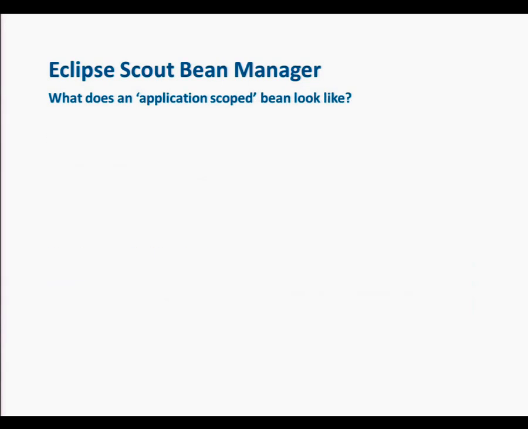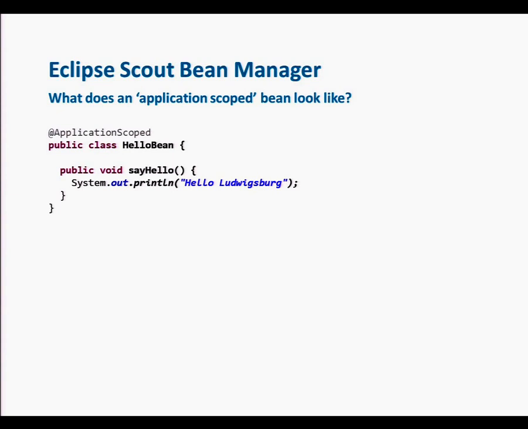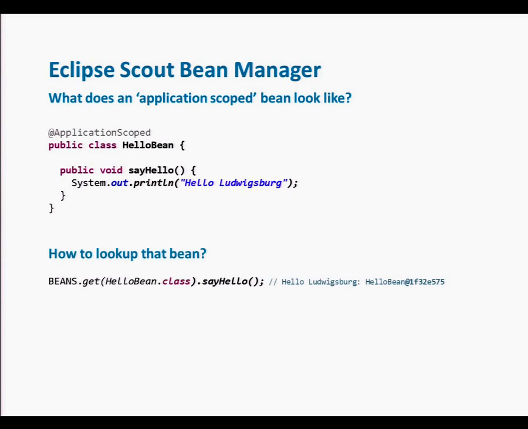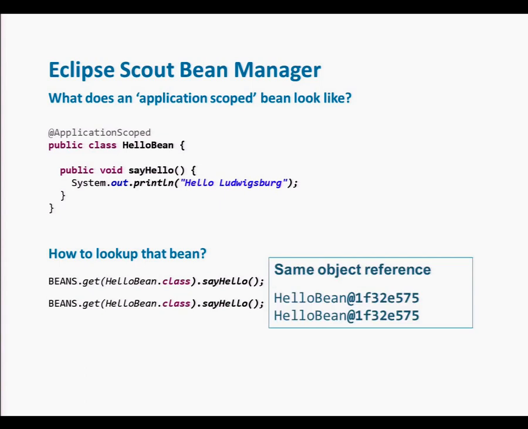So what's the difference to an application scope bean? They almost look the same, with the only difference that the annotation is different. The annotation is @ApplicationScoped. The lookup is the very same, with the difference that you get the very same object back. It's a singleton.